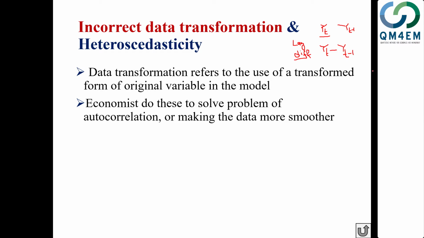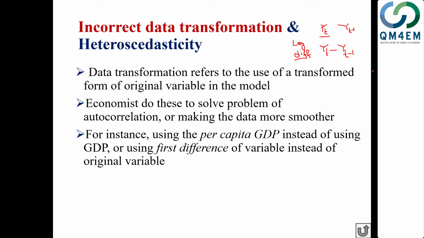And we do that to solve a problem of autocorrelation most of the time, and to make our data stationary. These are technical terms or jargon associated with time series analysis. We're going to see that at a later stage. But here the point is that if we do incorrect transformation, this may cause the problem of heteroscedasticity.